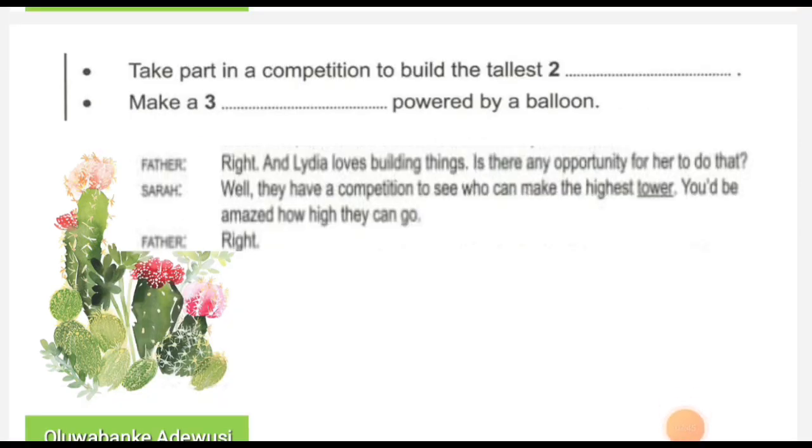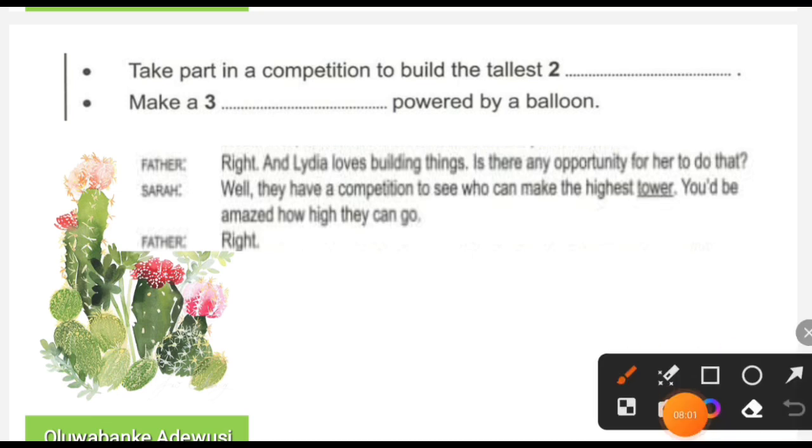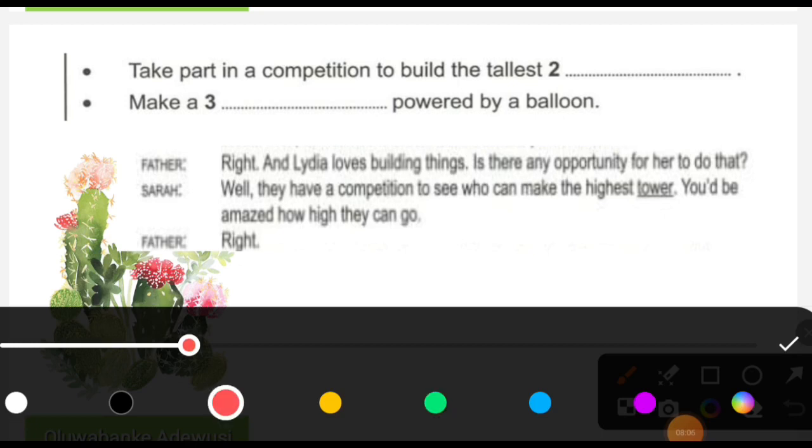So question 2 says, take part in a competition to build the tallest dash. Make a dash powered by a balloon. So you would hear, yes, and Lydia loves building things, right? When you hear loves building things, you know that the answer is around the corner.